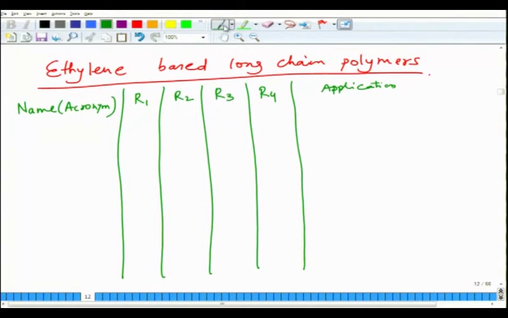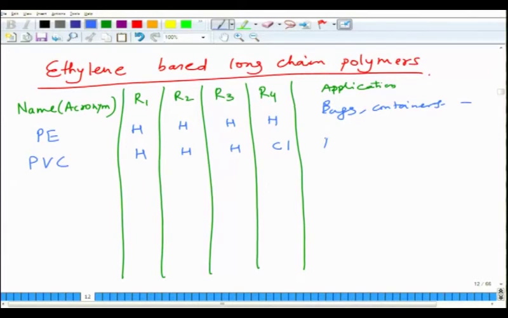The first one that we have seen is PE, in which all the groups are hydrogen, and this is used for a variety of applications such as bags, containers, vessels and so on. Polyethylene is a very useful material. The second thing that we made was PVC. In this case, 3 hydrogens remain the same, the fourth one is chlorine, and PVC is a little harder because chlorine is a bigger atom. So it adds to the strength of the polymer. It is used for making pipes, for example, tubes.